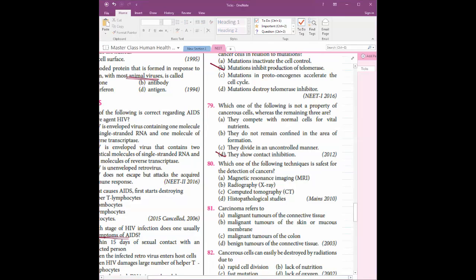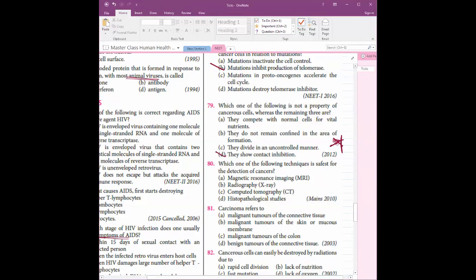Okay, so guys, let's say this is your skin, and these were your cancerous cells. What may happen is the cancerous cells, after they reach over here, if they touch the normal skin cells, they will stop. That is called contact inhibition. But are these cancerous cells going to show that? No, they are not going to show this contact inhibition property. So yes, answer is D.